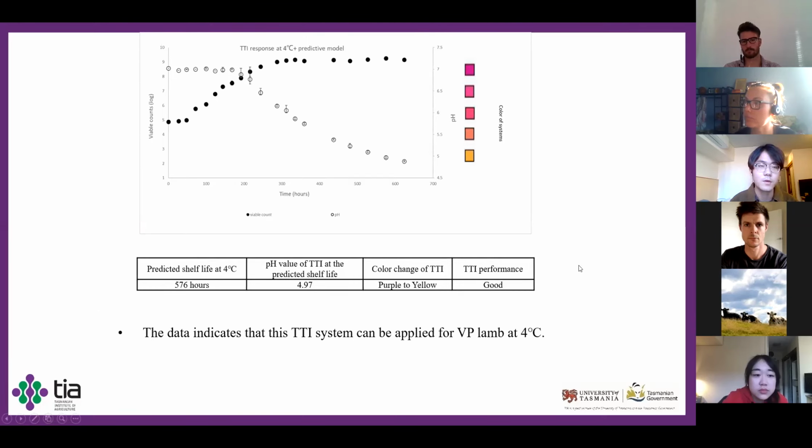Just like the previous part, we can conclude that this TTI system could be used to accurately indicate the shelf life of the vacuum-packed lamb at 4 degrees.